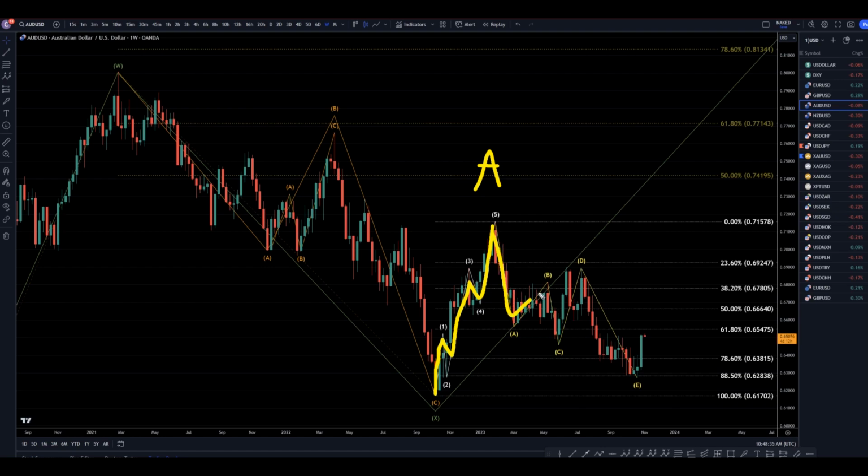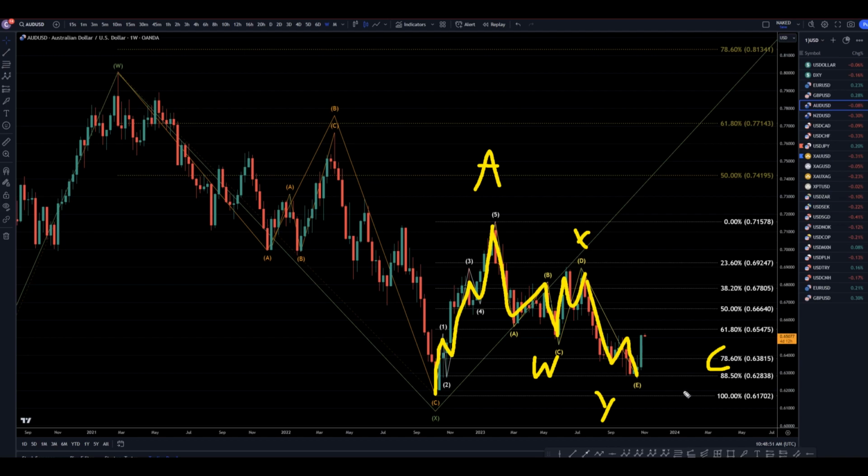So it's probably more likely three waves down for a W, three waves up for an X, and then three waves down for a Y. That is three waves for the W, three waves for the X, three waves for the wave Y. But I have it labeled as an ABCDE, which really is the same outcome either way.